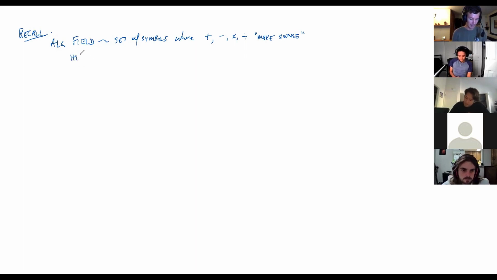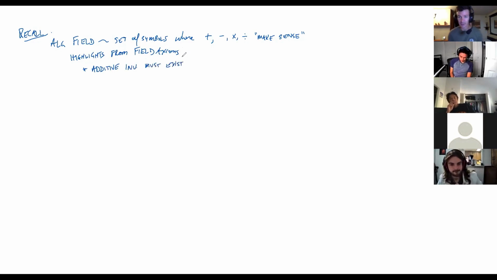So the highlights from what are called the field axioms are that in order to be a field, an additive inverse must exist. And an additive inverse is a very fancy way of saying you can always take a number in the field and add it to some other thing in the field and get 0. Which by extension actually means that 0 must always be in the field.